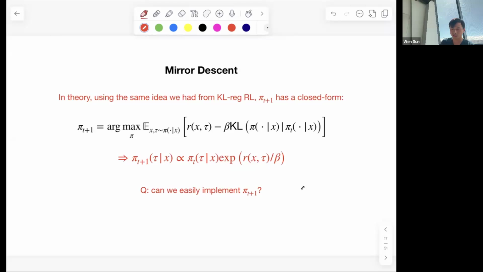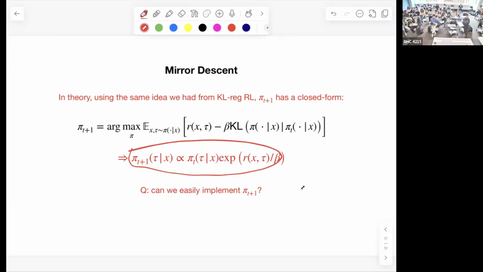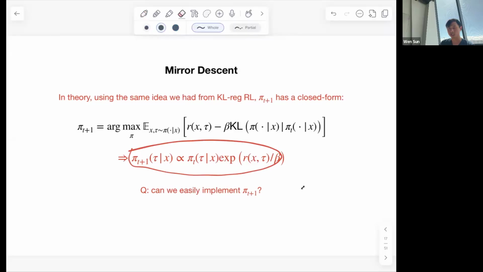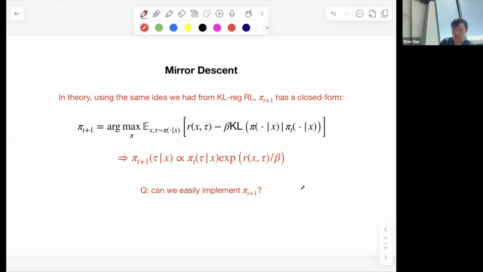Right? This gives you a very nice analytical form. If you think about this a little bit, it's not super easy to convert this analytical form into something in our computer. Let's say pi t is a language model, and let's say the reward function is also another neural network, let's say a transformer. So you have two transformers, and you're looking at the product of one transformer and the exponential of the output of another transformer. I don't know how to represent their product using, let's say, a third transformer.